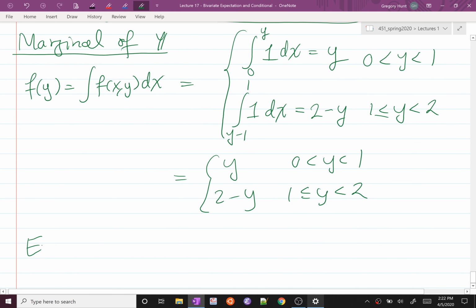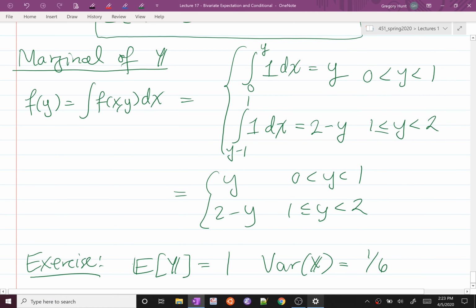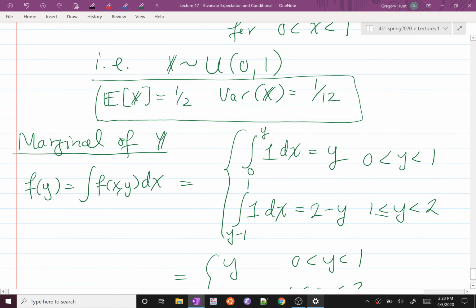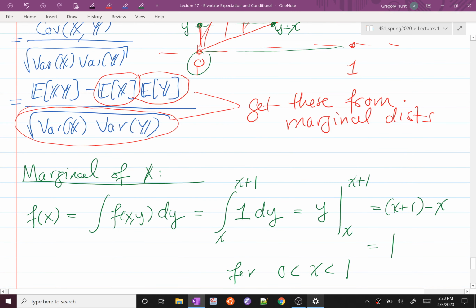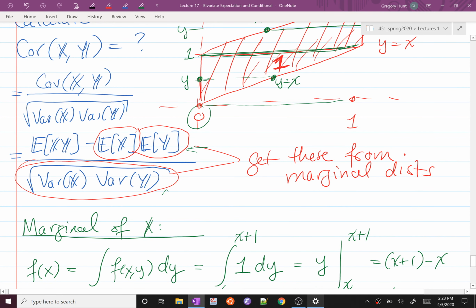So here's your exercise. Why are we getting the marginal of y? What we want is to get the expected value of y, and the variance of y. I'll leave that as an exercise to you. You can show the expected value of y is 1, and the variance is 1/6. So at this point, we've got the denominator here. We've got these two parts up in the numerator for our formula for correlation. We now just need to calculate the expected value of x times y, and this is just going to be a straightforward Calc 3 problem.